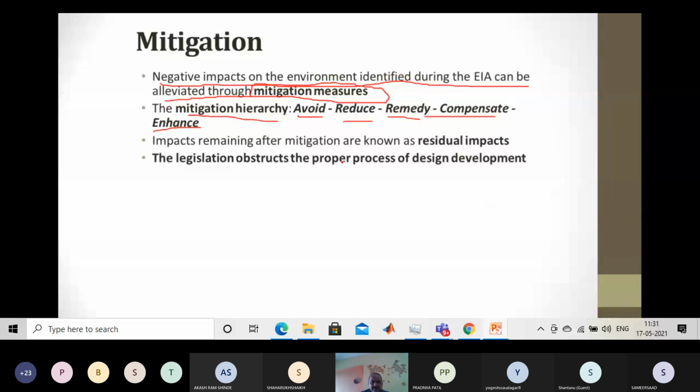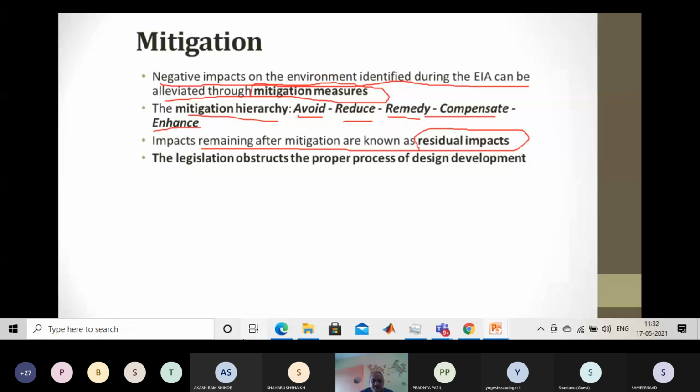The impacts remaining after the mitigation are known as residual impact. Some of the impact is going to remain as it is, because the impacts are also tangible, non-tangible, measurable, non-measurable. Measurable impact we can control by providing rules, regulations and treatment, but some non-measurable impacts, like emotional impacts, we cannot reduce. So that is the residual impact.